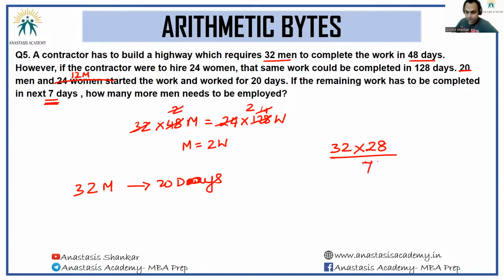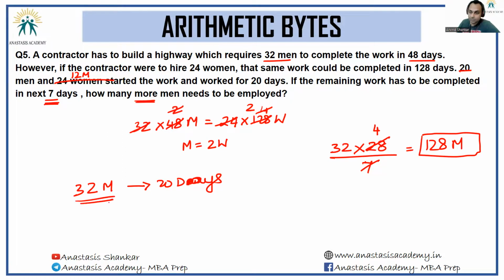In 7 days. So cancel, cancel. 4. We need a grand total of 128 men. We need a grand total of 128 men to complete the work. But the question doesn't ask me how many total men are needed. It asks how many more men are needed.